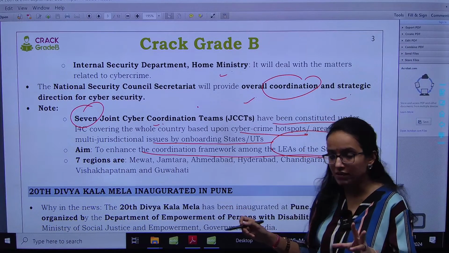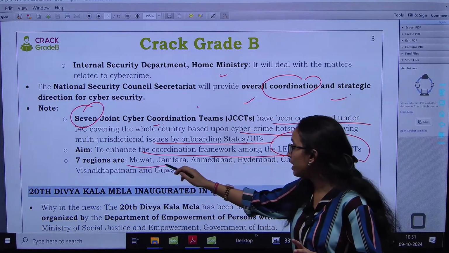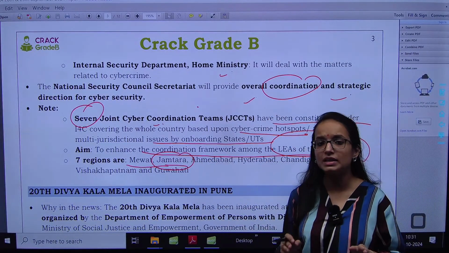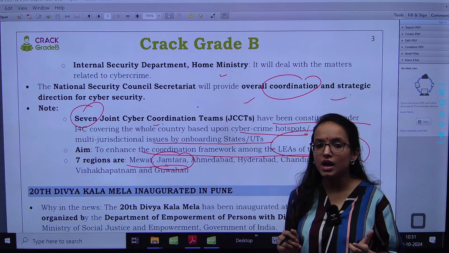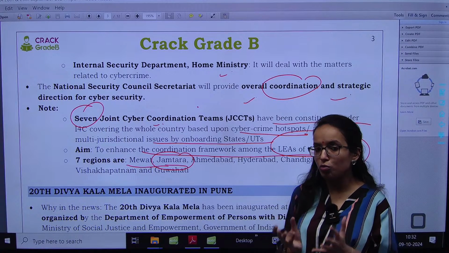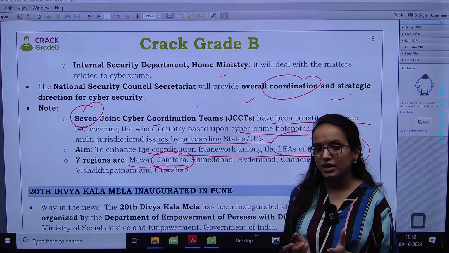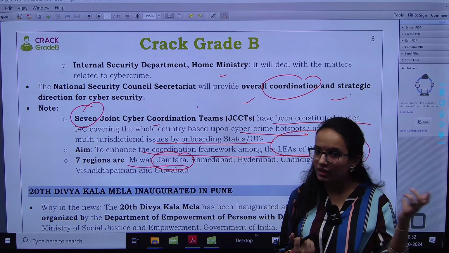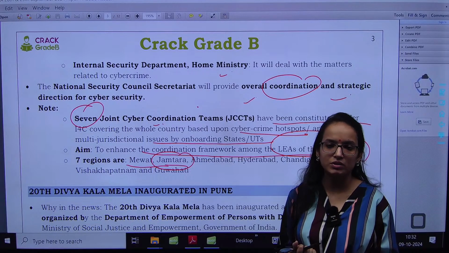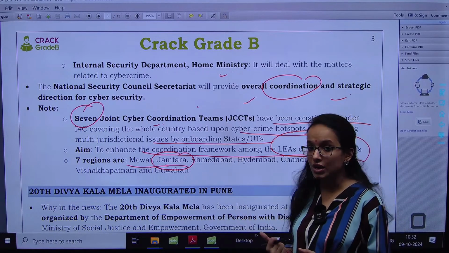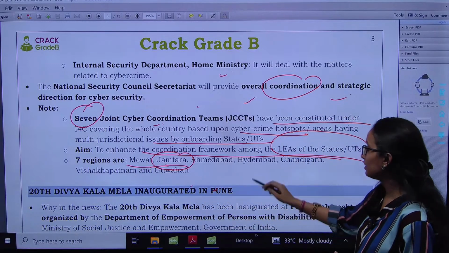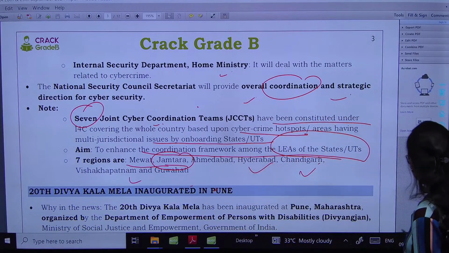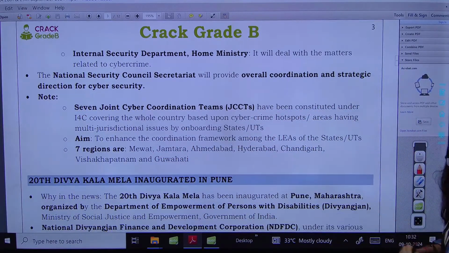So the 7 regions for cybersecurity are Mewat, then you have Jamtara. Jamtara is a series as well, if you have seen. It has clearly highlighted how all these operations are done, right? In Jamtara there is a group of people operating and misleading people on calls, acting as bank employees, asking them for OTPs and then proceeding with fraudulent transactions. So Jamtara is there, Mewat, Jamtara, Ahmedabad, Hyderabad, Chandigarh, Visakhapatnam and Guwahati. These are the 7 regions. Please remember them.